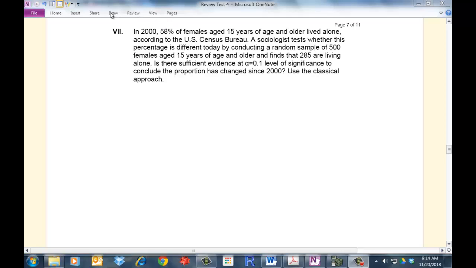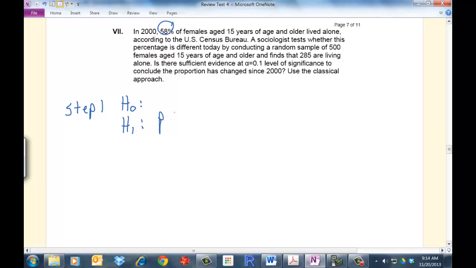Okay, so the idea here of percentage points us to using the parameter P for the population proportion. And the idea of changed: is there sufficient evidence at the 0.1 level of significance to conclude that the proportion of females who live alone has changed since 2000? That's not equal to the standard, what it was in 2000.